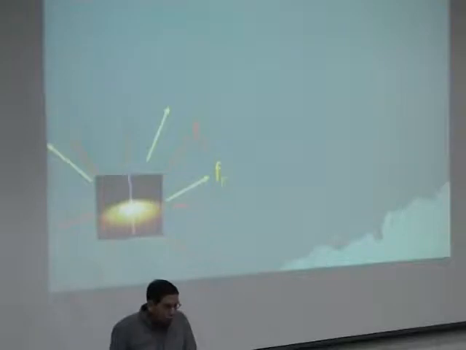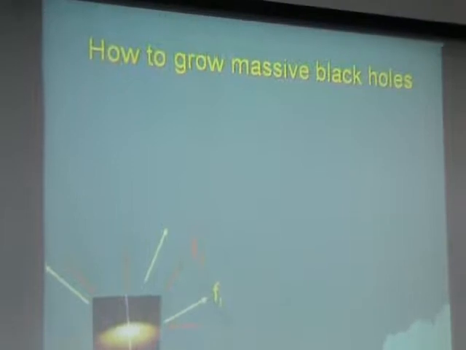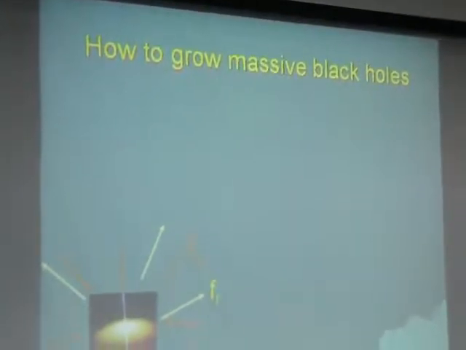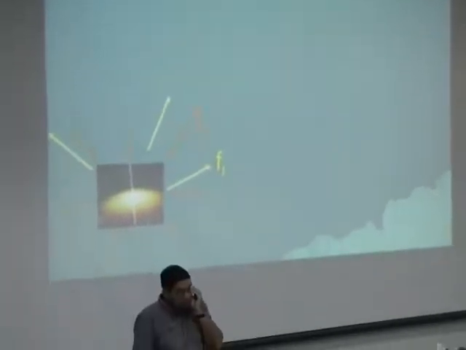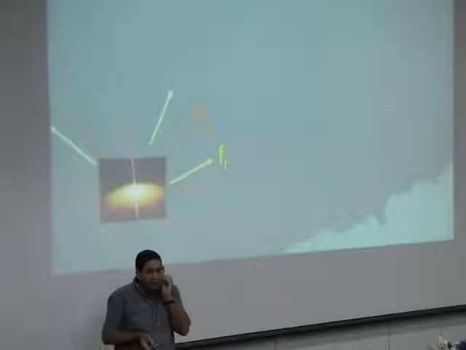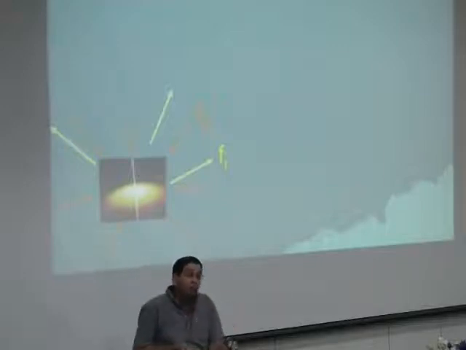Here is another point where I want to introduce to you some astronomical terminology. This is called the Eddington luminosity, and astronomers know it and dream about it. I wouldn't say they love it all the time, but they have to live with it. It's related to the question of how to grow massive black holes. And we think that massive black holes grow from small black holes by accretion.